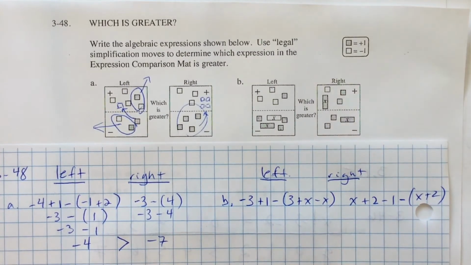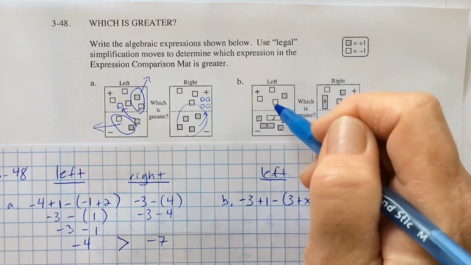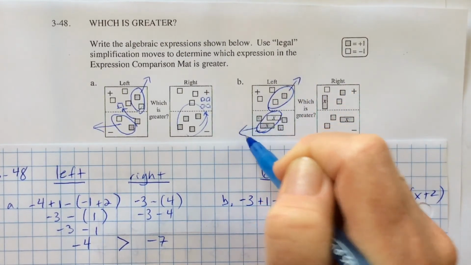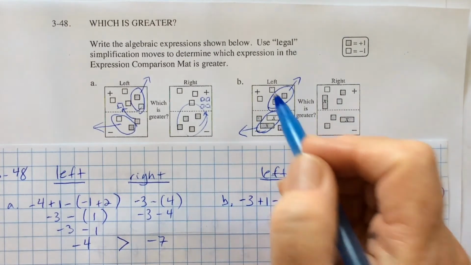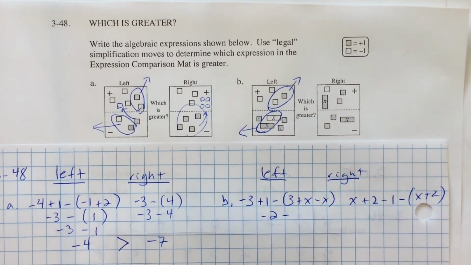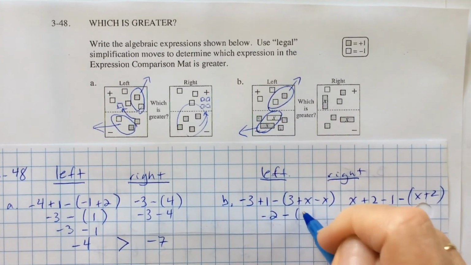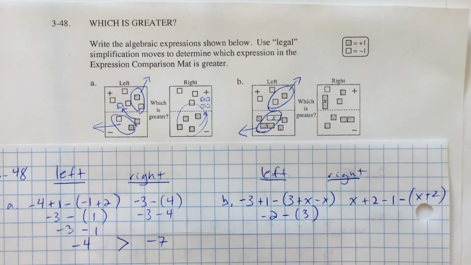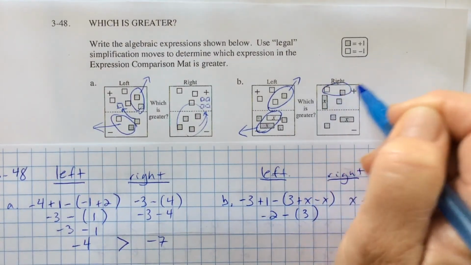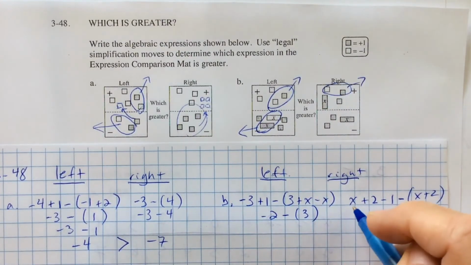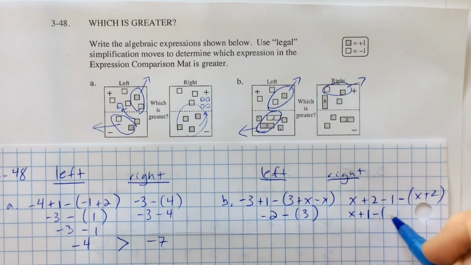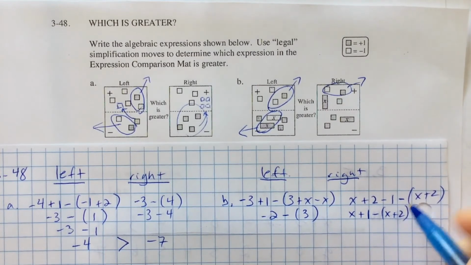All right, what should we do first? I think let's get rid of some of these zeros. So now I have -2, and I'm subtracting 3. On the right-hand side, I have a 0 here, and so now I have x plus 1, and I'm still subtracting x plus 2.